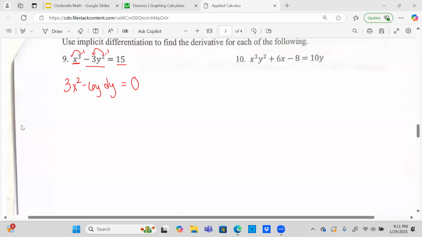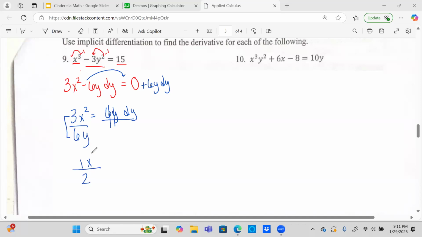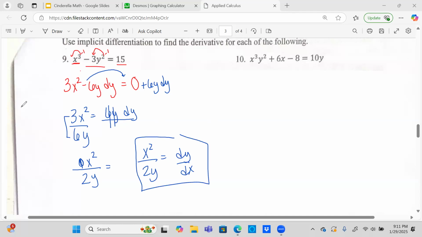Now we are going to solve for dy. So I'm going to go ahead and move this over. 3x squared equals 6y dy, because we're adding. And then I need to divide this off to solve for dy. 3/6 is a half, and you don't need the 1. So the final answer, x squared over 2y, is our derivative dy dx, or just dy or y prime, whatever your instructor likes. The end.